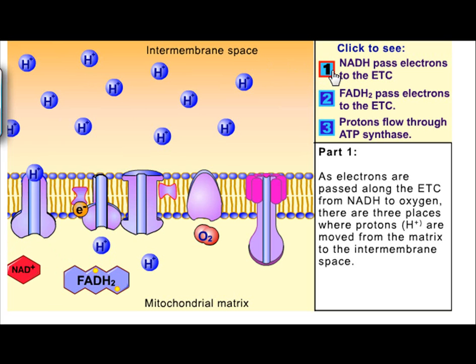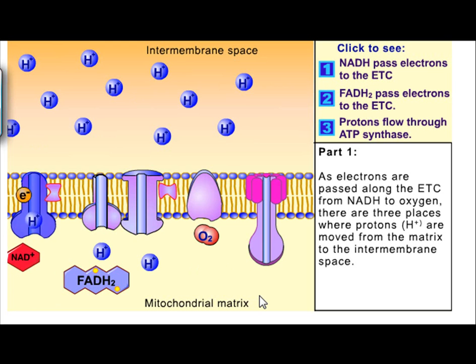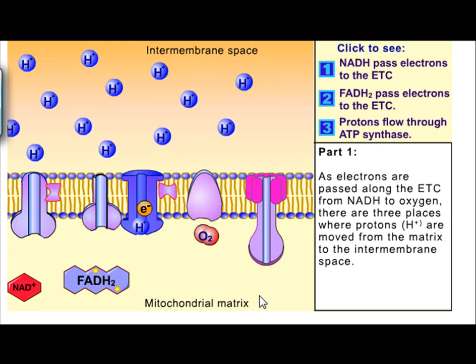NADH donates its 2 electrons and pumps hydrogen ions across that intermembrane space. When it does so, it is carrying those final electrons to oxygen. Remember, oxygen is the final electron acceptor. Let's watch that process one more time. Electrons donated all the way down to oxygen.